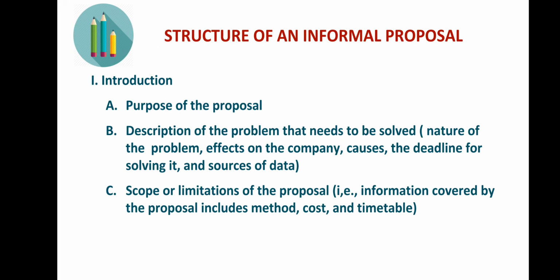And for the structure of an informal proposal, we have your introduction, which includes the purpose of the proposal, description of the problem that needs to be solved. You include there the nature of the problem, effects on the company, the causes of the problem, the deadline for solving it, and sources of whatever information you have. Then, in the introduction, you also include there the scope or limitation of the proposal. Example, information covered by the proposal includes method, cost, and timetable.